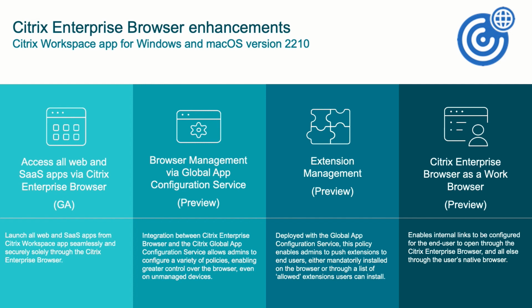And lastly, you can leverage Citrix Enterprise Browser as a work browser, which is also in preview. With this feature, you can select Citrix Enterprise Browser as your work browser, meaning that any link from the native app that is defined as a work link opens through the Enterprise Browser. A work link is any link that is part of the list of apps configured by the admin via Secure Private Access. So really great additions on the Enterprise Browser front.